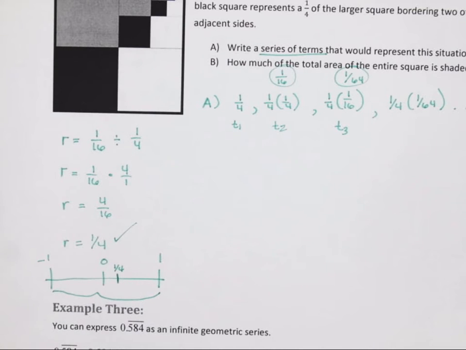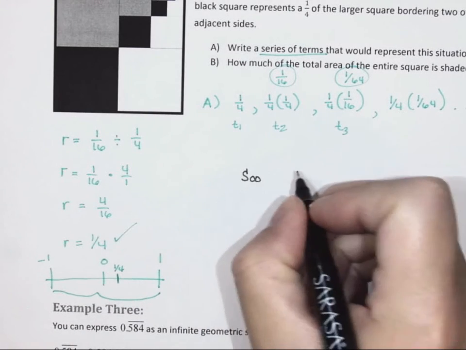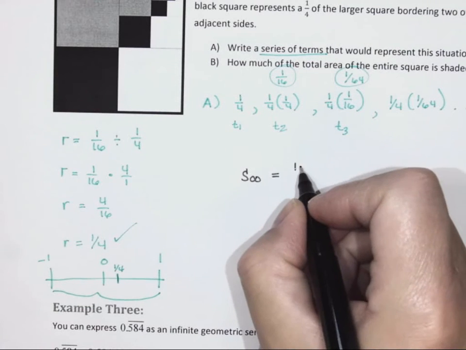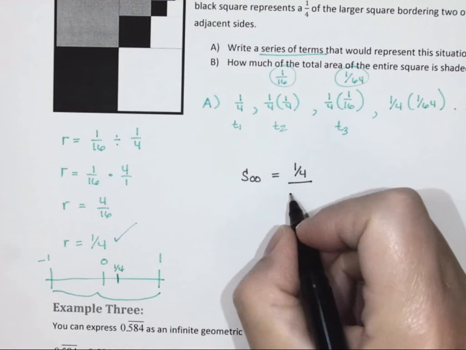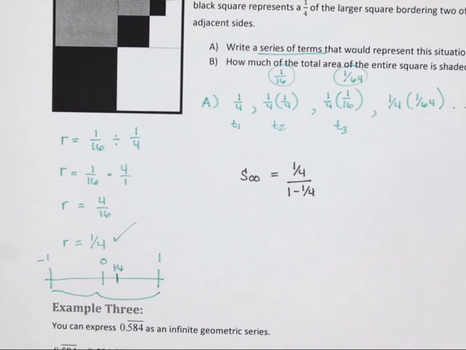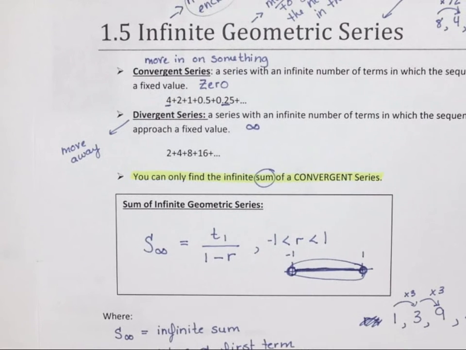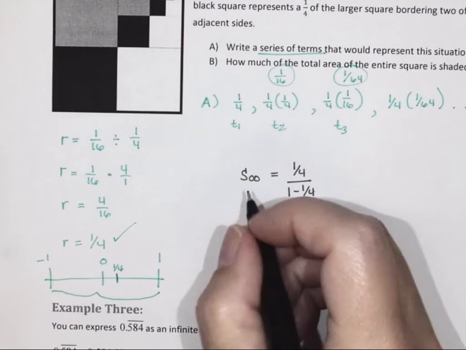Remember that using the word series just means we're summing it. So S infinity is equal to T1, which is a quarter, over... yeah, that's the formula. Just want to double check. So it's 1 minus R.